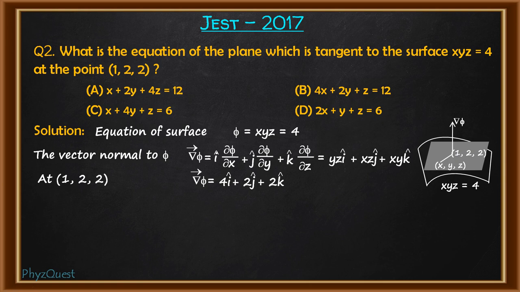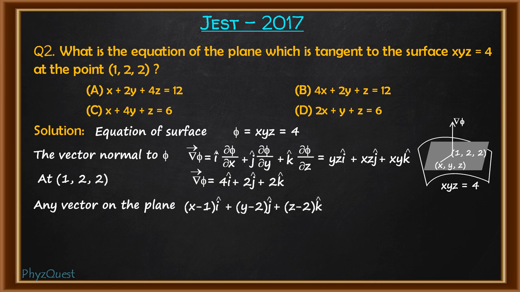First we'll define this vector. From (1, 2, 2) to (x, y, z), the vector lying on the plane will be (x minus 1) i cap plus (y minus 2) j cap plus (z minus 2) k cap. To find the equation of the plane, we take the dot product of this vector lying on the plane and the vector perpendicular to the plane, the gradient of phi. The dot product will be 0.